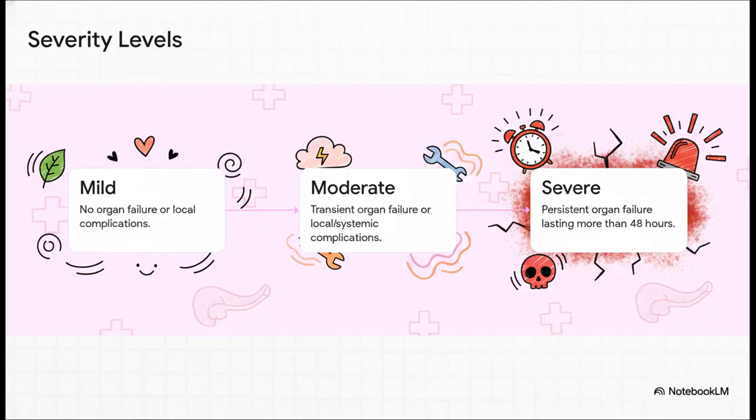So how do we grade the severity? Well, that's where the revised Atlanta classification comes in. And as you can see, it's all about organ failure. Mild means no organ failure. Moderate might have some temporary issues. But the one to burn into your memory is severe. The key phrase is persistent organ failure, meaning it lasts for more than 48 hours. That's the cutoff that should set off all the alarm bells.